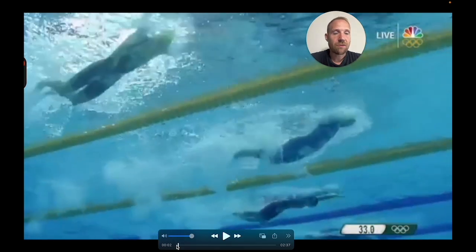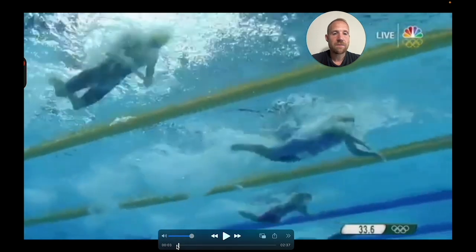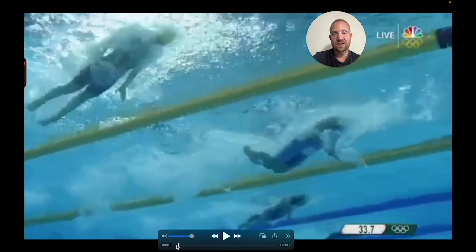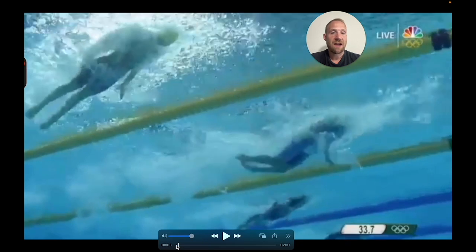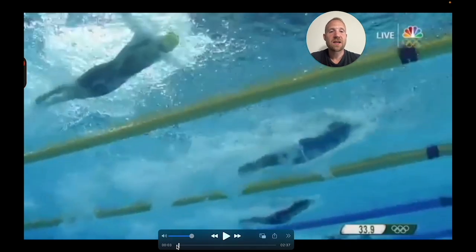Two, keep the breath low. You can see this is not necessarily a great position, and this isn't a technical flaw, it's just the nature of the stroke. But the higher you get the head up when they breathe, the lower the hips are going to go. And one, that's going to create more drag, but two, they're going to have a better kick here to keep the hips up at the surface.